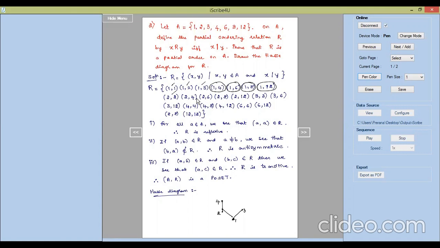Two to 4, there is an edge. So 2 comma 4 work is over. Then we have 2 comma 6. 2 comma 6 I have to draw, correct? Because there is no separate link towards 6. So I have to draw that 2 comma 6.